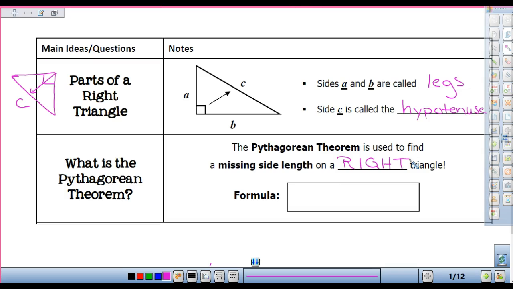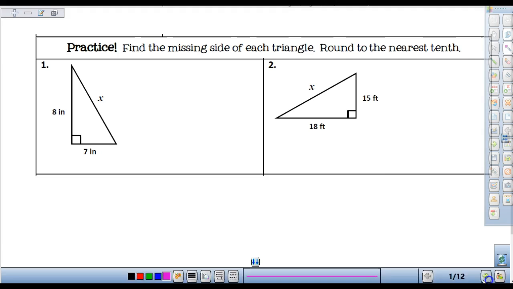Who's got the formula for me? A squared plus b squared equals c squared. So the sum of the squares of my two sides equals the square of my hypotenuse. Looking at number one, am I looking for my hypotenuse or my legs? I'm looking for my hypotenuse. So how can I set this up? 8 squared plus 7 squared equals x squared, or c squared. Either one that you want to put down is fine.